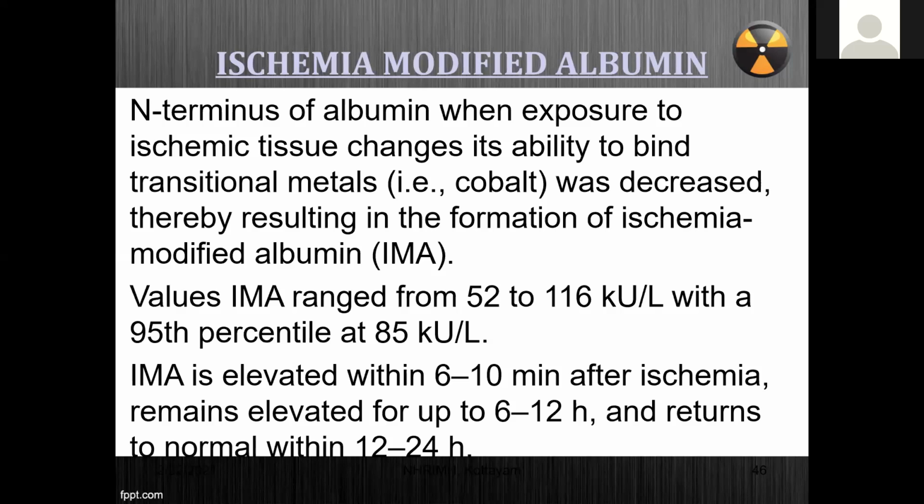The value ranges from 52 to 116 kilo units per liter. Ischemia modified albumin is elevated within the first 6 to 10 minutes after ischemia, remains elevated for up to 6 to 12 hours, and returns to normal within the first 1 day. Immediately after ischemia, the chemical mediators of inflammation from the ischemic muscle damage this albumin. So how do you measure it, sir? What is the procedure?